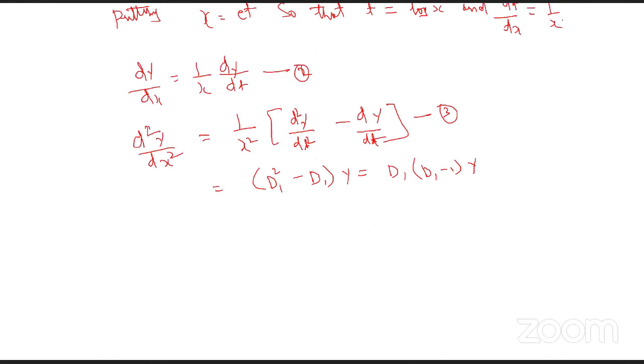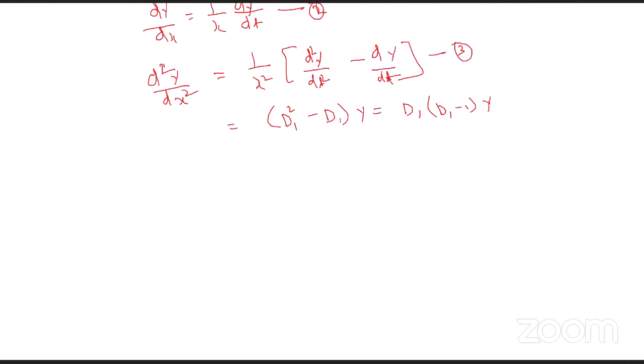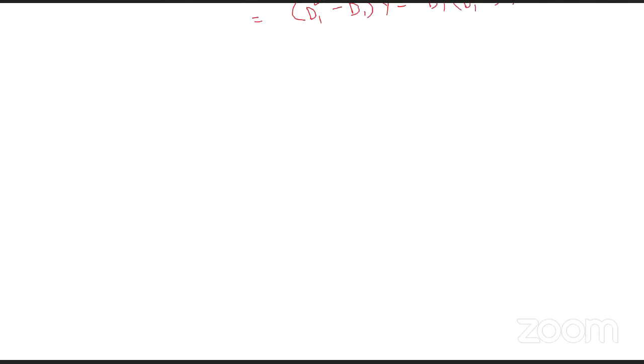Page number 234. Using this concept of 2 and 3, we solve a Cauchy-Euler equation. Important for 10 marks question. In this unit, all are 10 marks only, no small short answer type. So example sum 11.4.1, solve.